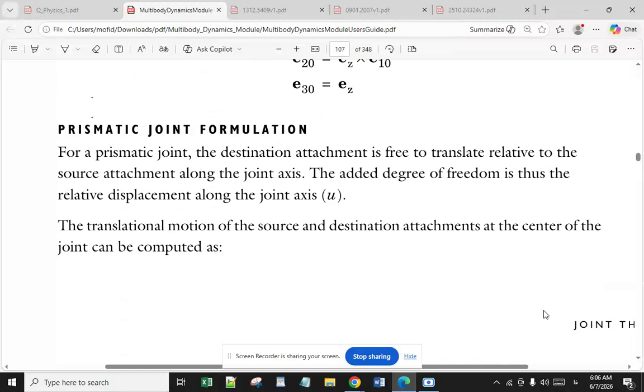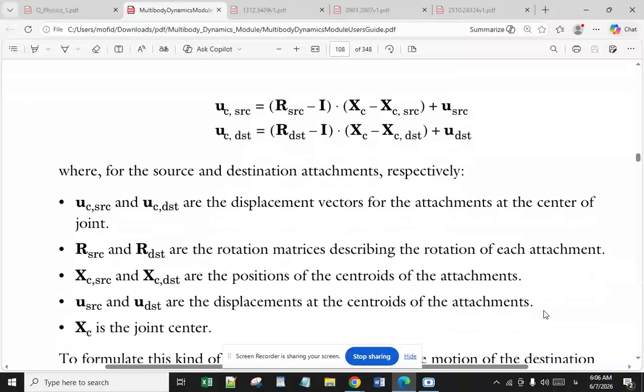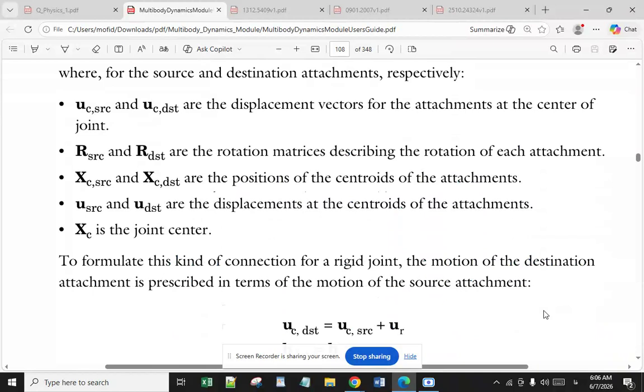The translational motion of the source and destination attachments at the center of the joint can be computed as in these equations, where for the source and destination attachments respectively, UC source and UC destination are the displacement vectors for the attachment at the center of the joint. R source and R destination are the rotation matrices describing the rotation of the attachment, XC source and destination are the positions of the centroid of the attachments, U source and destination are the displacements at the centroid of the attachment, and XC is the joint center.